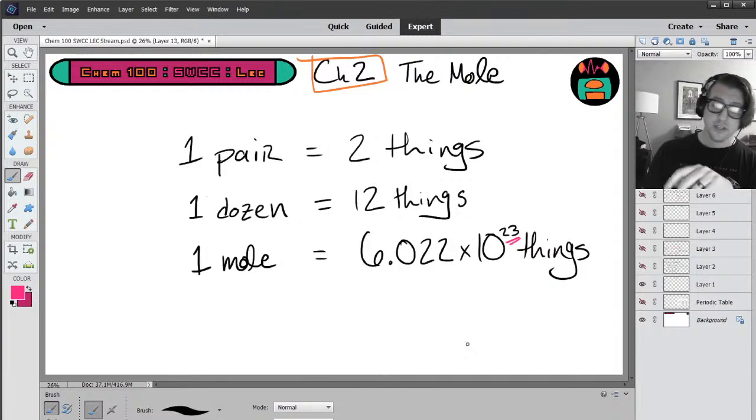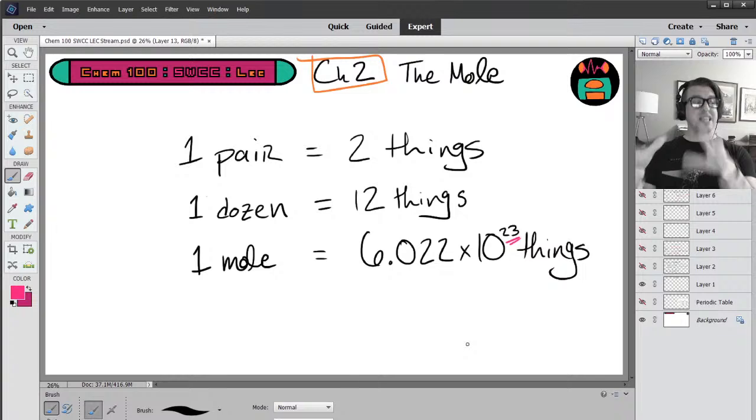atoms, of course. So the reason why we need something this big is because atoms are very, very small. There are trillions upon trillions upon trillions of atoms in everything. And so we need a quantity of things that's gigantic. And that's part of why 1 mole is this large.